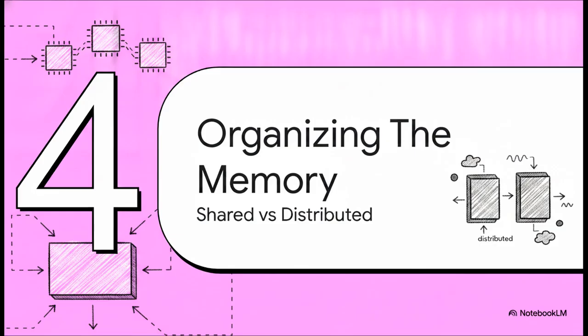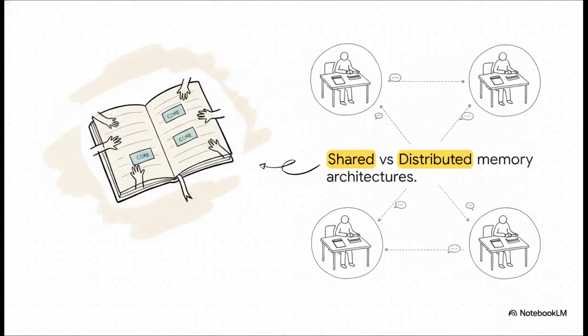Okay, so we've got our hardware workforce classified, but how do we set up their workspace? That brings us to Section 4, organizing the memory. When it comes to how processors store and share information, you've basically got two main starting points. First is the shared memory model. Think of this like a study group of students all huddled around a table, sharing a single notebook. All the computer's cores access one common space.